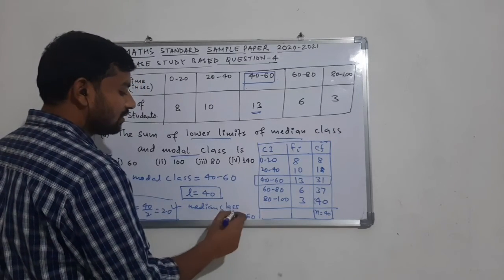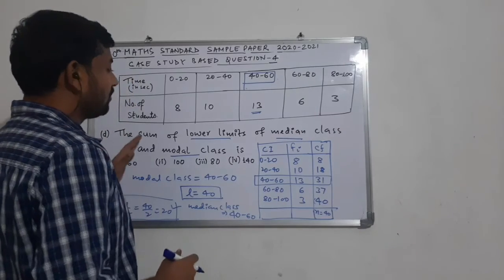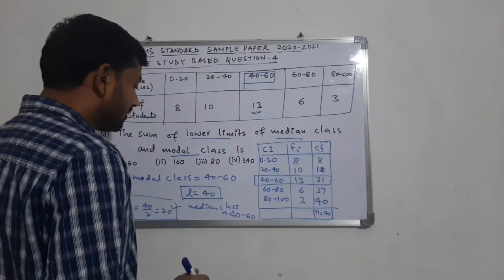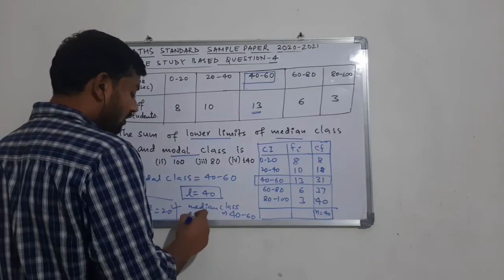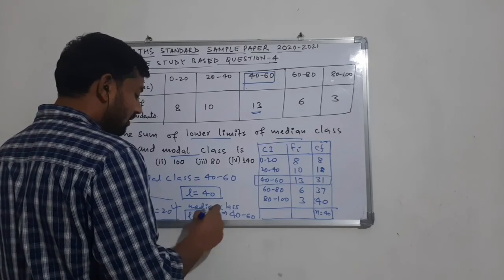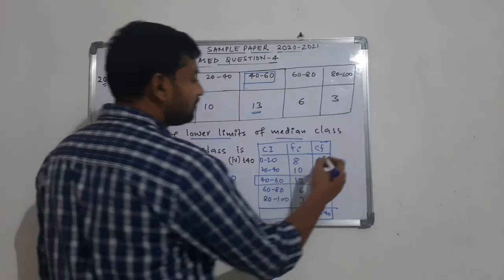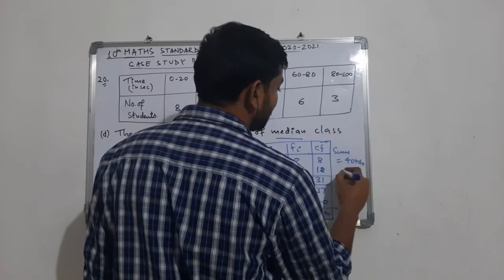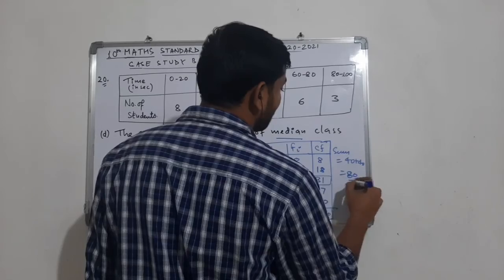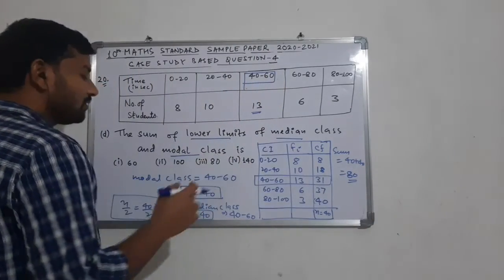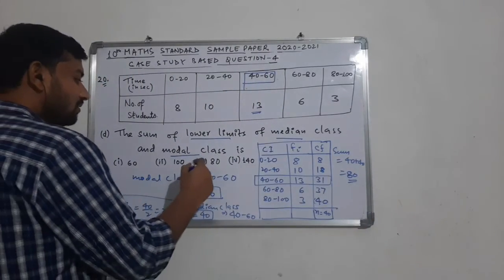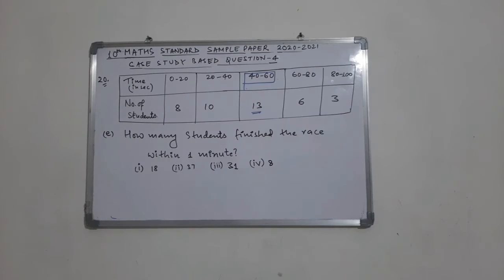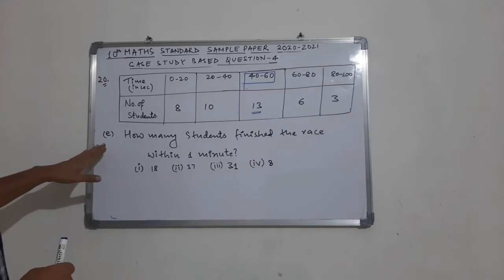So if we go through the sum of lower limits of median class and the modal class, both the values are 40 each. So the sum will be nothing but 40 plus 40, that is 80. So the correct answer for the sum of lower limits of median and modal class is 80. That is. So the last question of this 20th question is the key part of this.